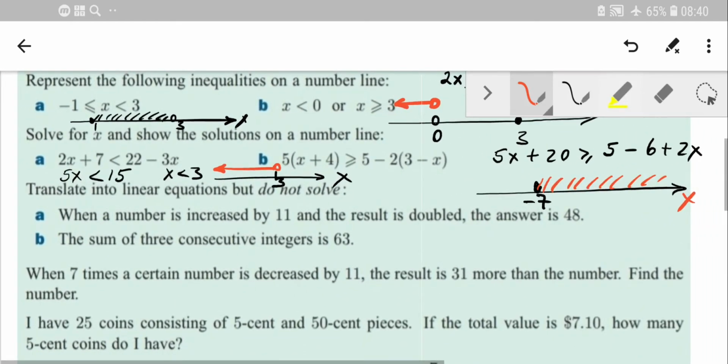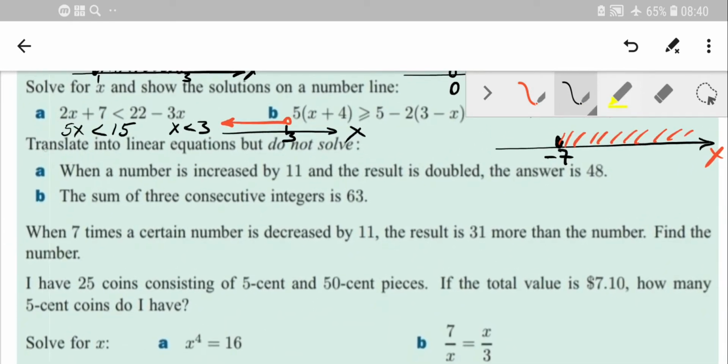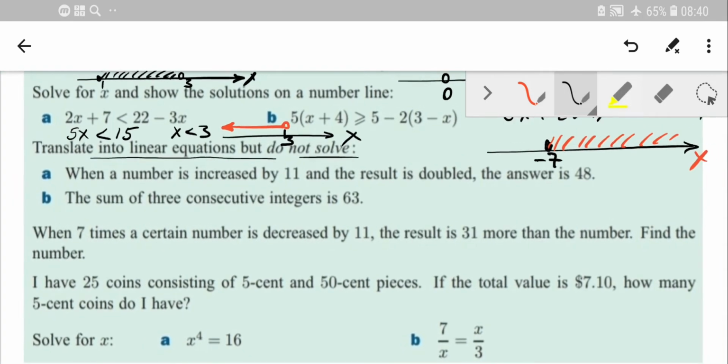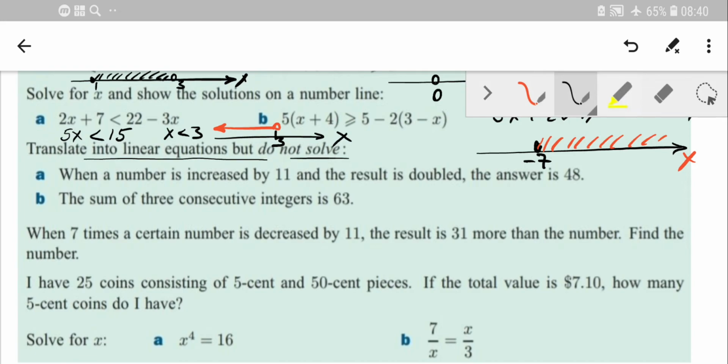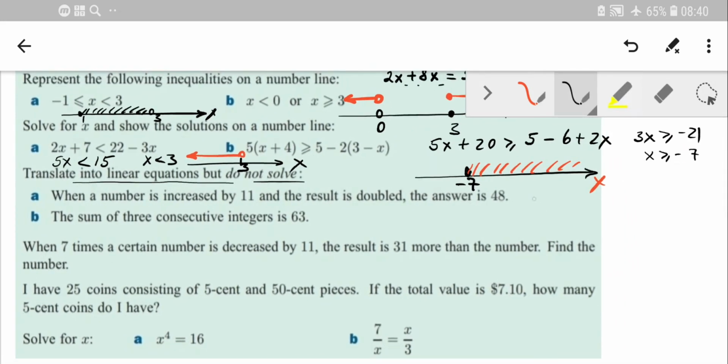Alright, so we got all that. Now translate into linear equations, but don't solve. Alright, when a number is increased by 11, the result is double. The answer is 48. So the number is x. When it's increased by 11, so we add 11, the result is double, so we'll multiply it by 2. The answer is 48. Okay, so we have this simple linear equation.